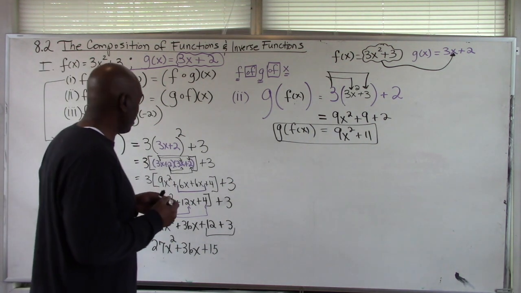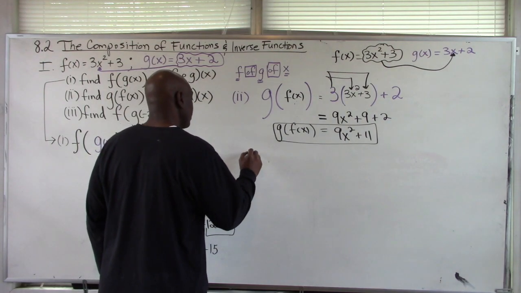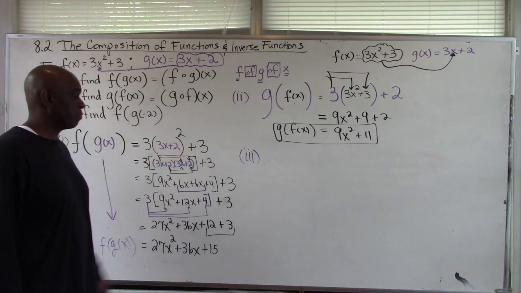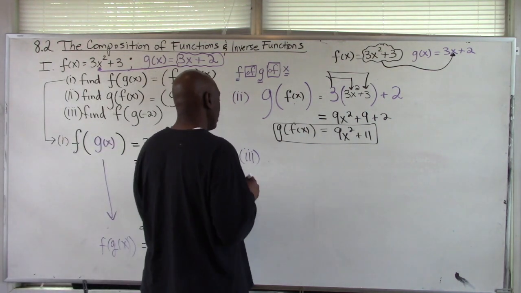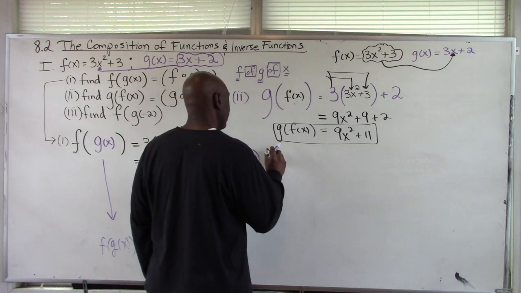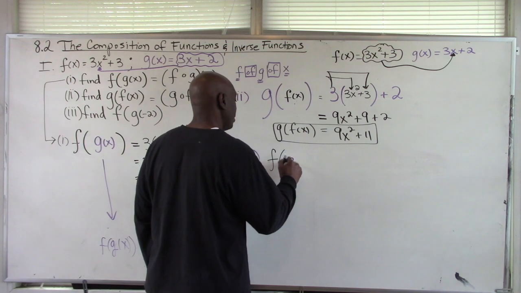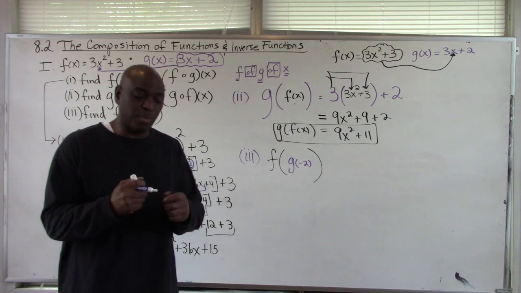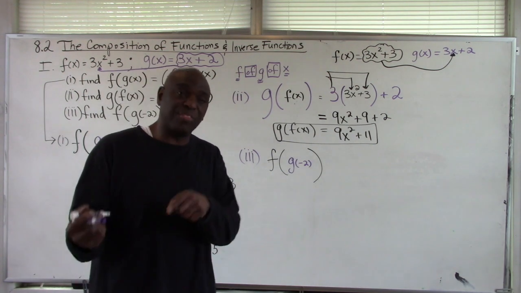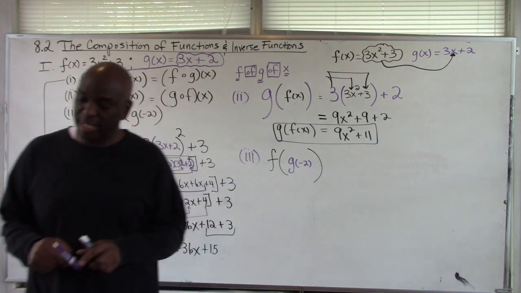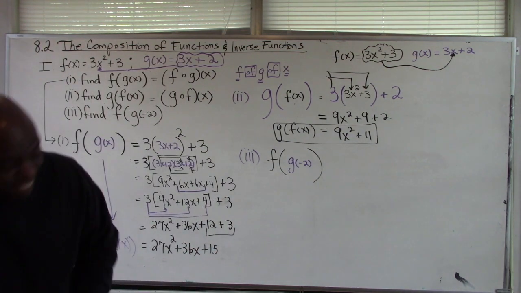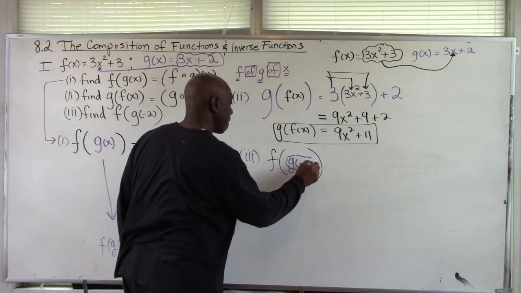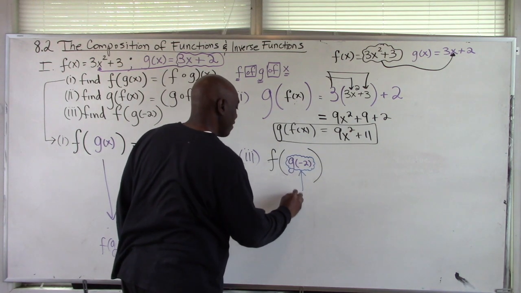All right. And number 3. Okay, let me see what's, oh, now you want f of g of negative 2. All right. So I want f of g of negative 2. Tell you what you do in this case. Start with the inside. Okay? Let's do that first.